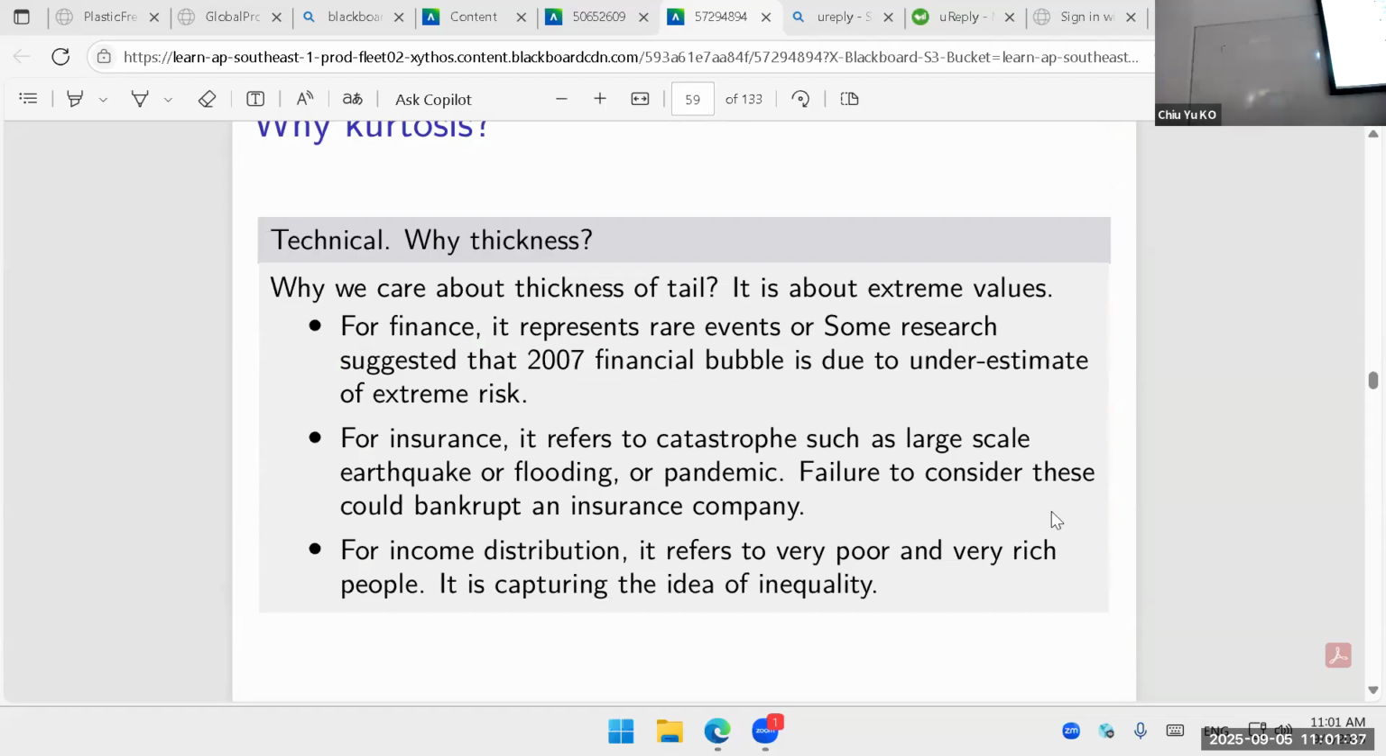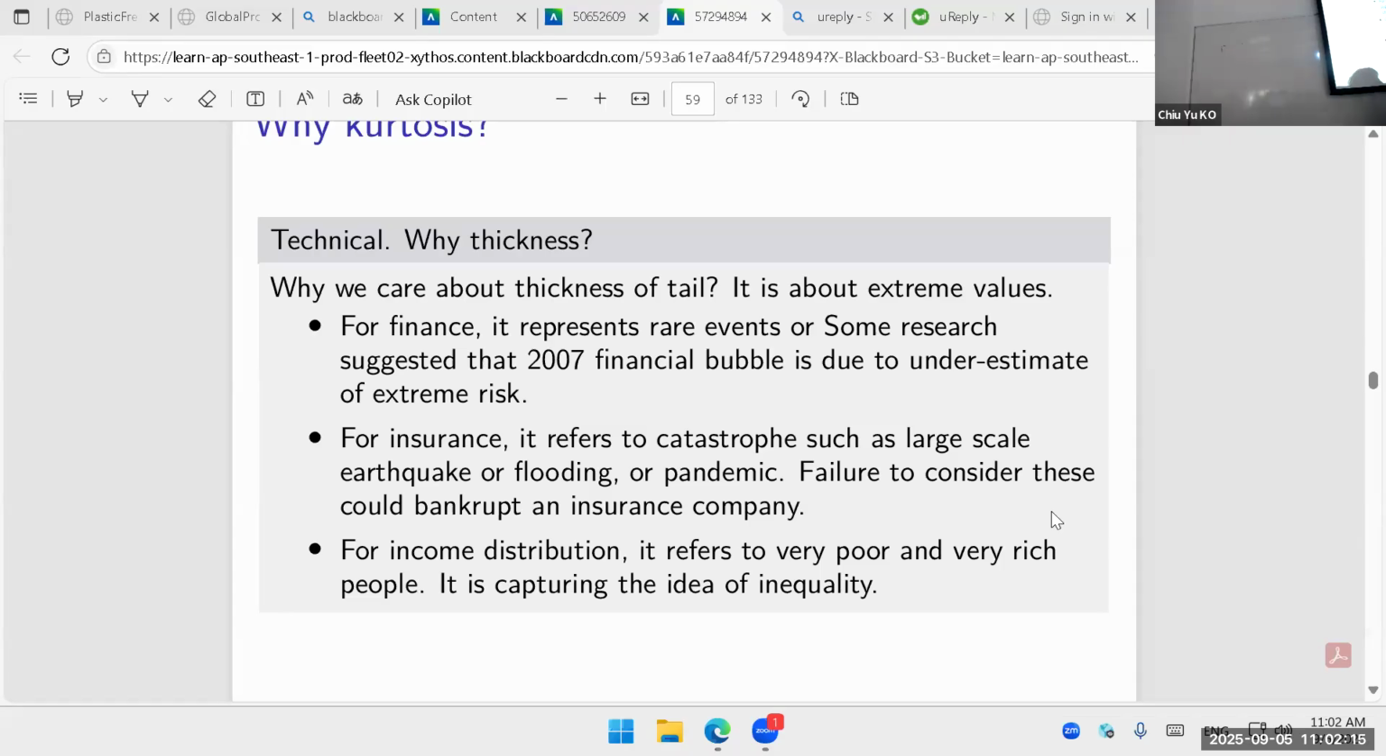As I said, why do financial crises happen? It's almost always because they forget about the tail risk. If you look at the financial crisis of 2007, basically they forgot about the subprime mortgage risk. They thought it was very safe, but it turned out the extreme risk came. And if you look at insurance, they actually care a lot about catastrophic risk, because that's what insurance does. Whenever they underestimate it, the insurance company just goes bankrupt.